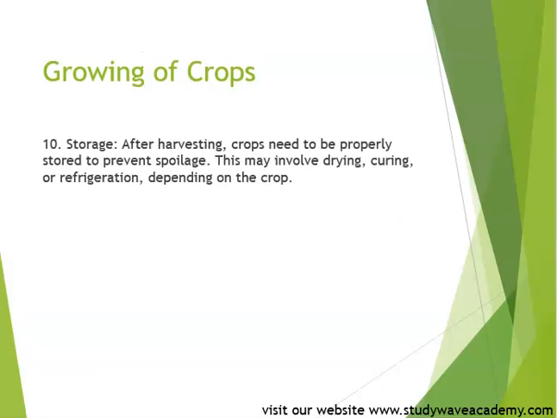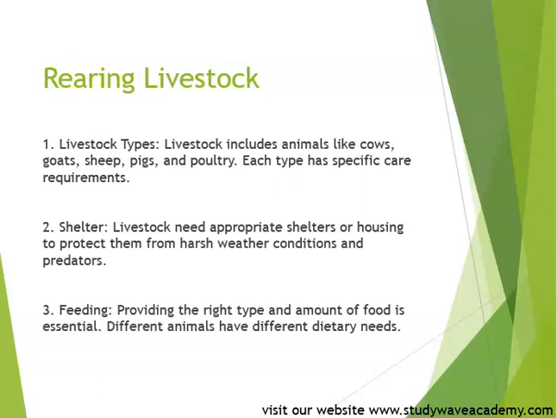Storage. After harvesting, crops need to be properly stored to prevent spoilage. This may involve drying, curing, or refrigeration, depending on the crop. We mentioned 10 activities on the growing of crops. Now we are going to be looking at the activities under rearing of livestock. Livestock types. Livestock includes animals like cows, goats, sheep, pigs, and poultry. Each type has specific care requirements.